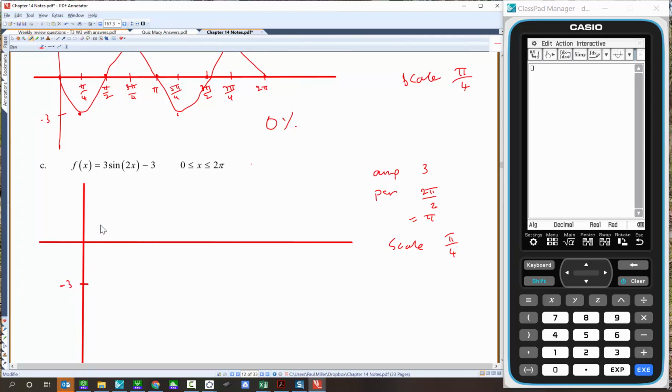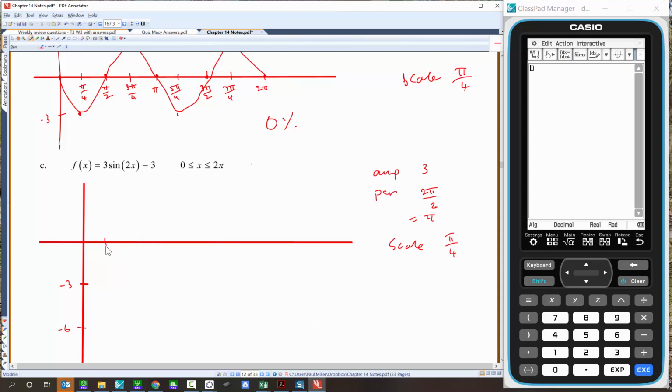So it's going to start there and jump. How high is it going to jump? Well, that's the amplitude. It's going to go up 3 units. So it's going to go up to the origin, and it's going to go down another 3 units to -6. So it's going to go and do its thing there.